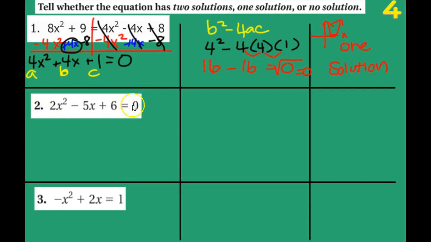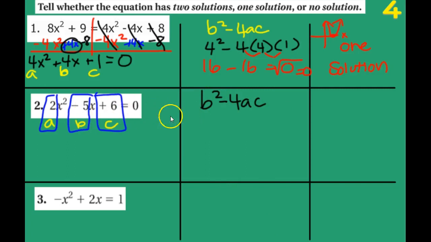So this next one is already equal to 0, so I know A is 2, B is negative 5, and C is 6. If it helps to circle so you know it's a negative there, this is a positive, this is a positive, do that. So again, B squared minus 4AC. B is negative 5, so I have negative 5 squared minus 4 times A times C. A is 2 and C is 6.